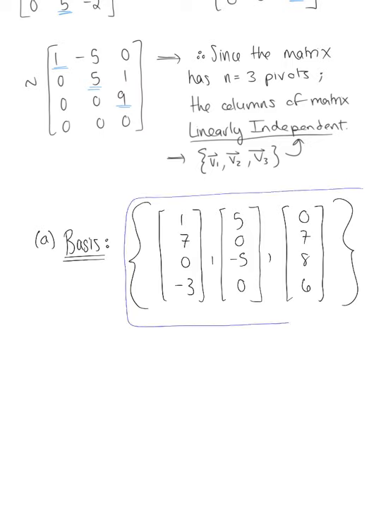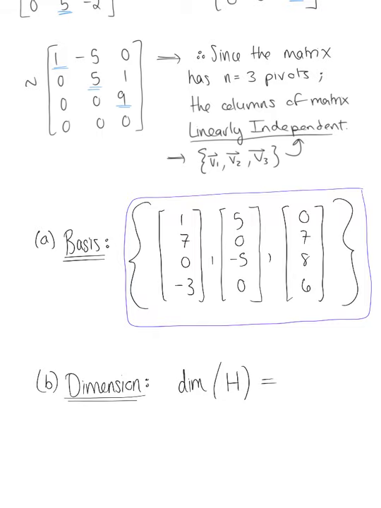And then we also wanted to go ahead and find the dimension. So counting the vectors in our basis here, we can see that there are 1, 2, 3 vectors. So the dimension of our subspace H is 3. And these are our beautiful final answers.